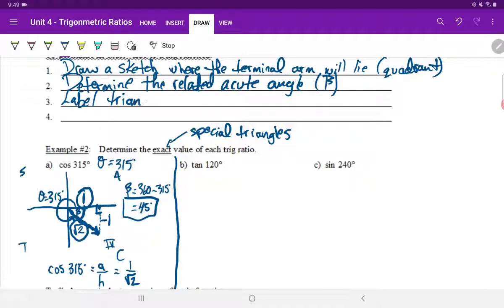Now, this is specifically for using exact values. This is specific to special triangles, okay? So we labeled the triangle accordingly, but not all questions are going to be like this. They won't all say use the exact value, use the special triangle. So this is just specifically for exact triangles. Label the triangle according to special triangles.